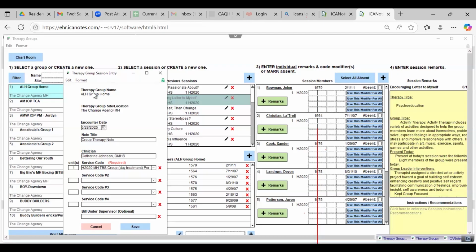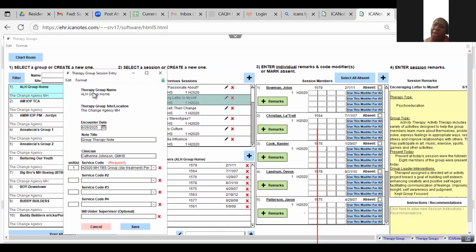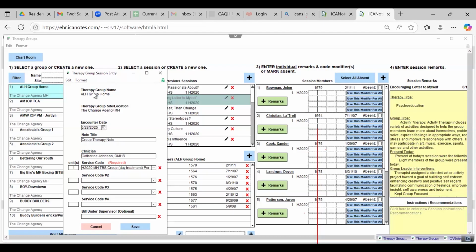Okay. So one person can bill for 20 kids? That's correct. It's 1 to 20. Okay. Excellent.